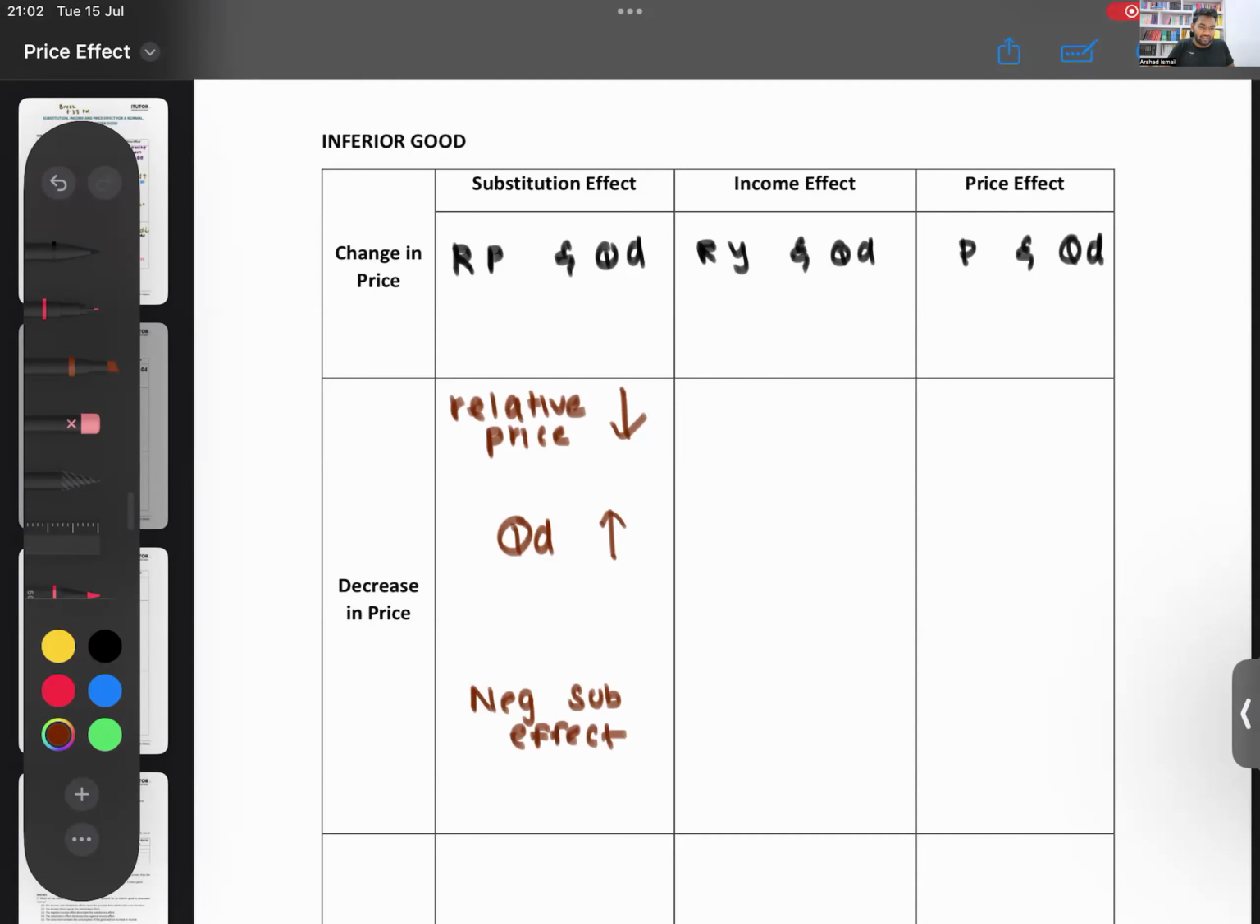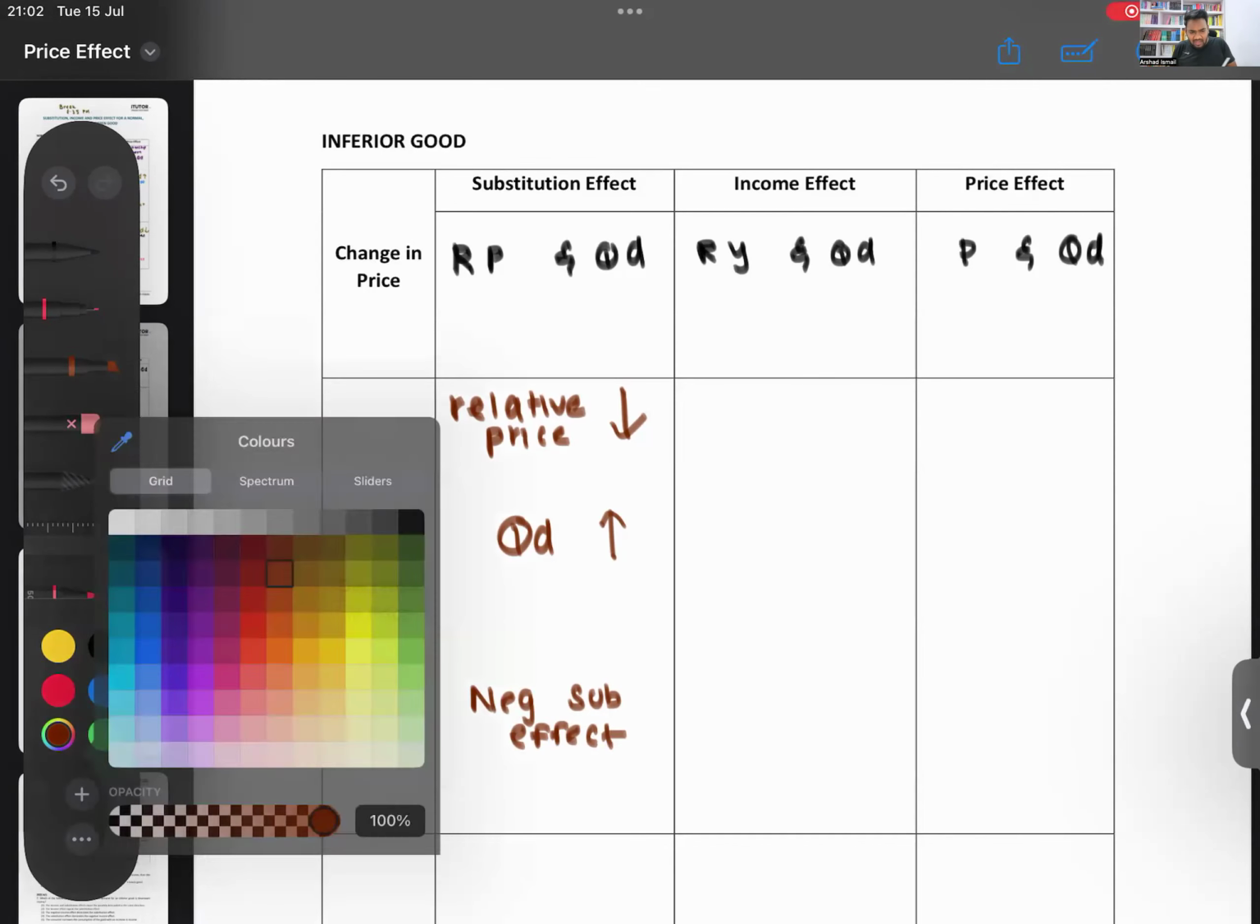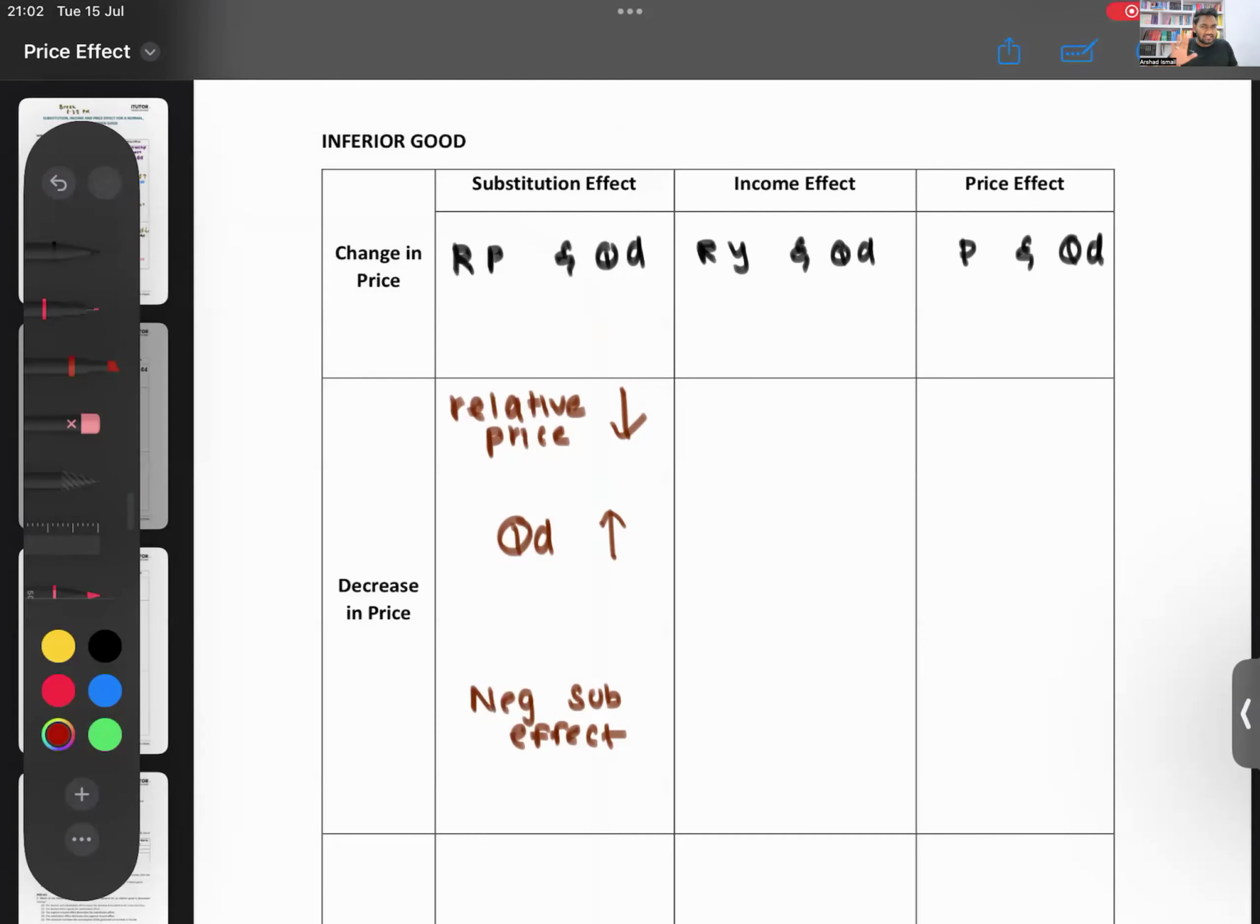Now we'll go to the income effect. Now this is where it changes. Remember, inferior good. So the example is my margarine. Let's say Astra margarine reduces their price. Now Astra margarine has become cheap. So when Astra margarine becomes cheap, what happens to consumers' real income? Real income, or in other words, we call this purchasing power. What happens? It increases now when Astra is cheap. Now you can buy more, right?